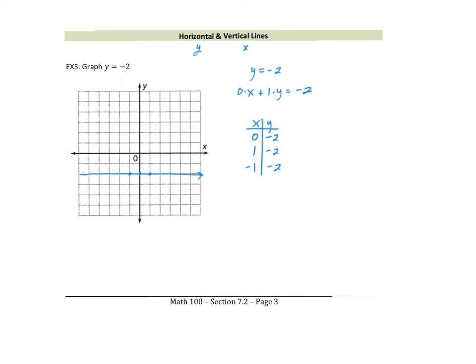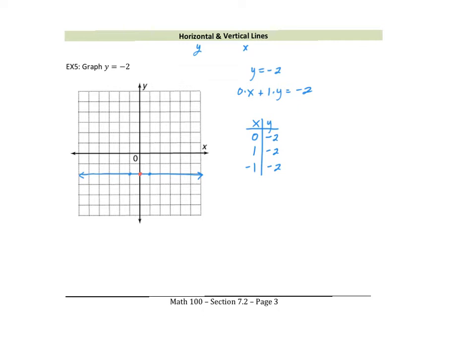your horizontal line. But if you were to graph a horizontal line, really all you need is one point. So you could go down to where y is equal to negative 2. By the way, that's your y-intercept, and simply draw a horizontal line through that point. So let's just talk about the slope here. Notice as I go from left to right, my line does not change. So that means the slope is 0.